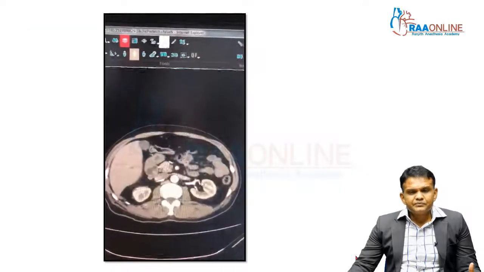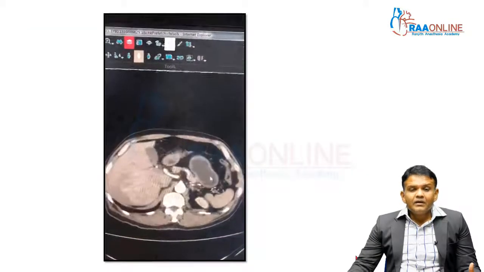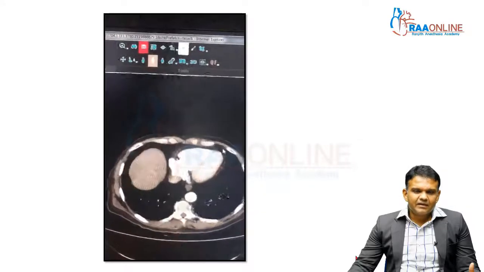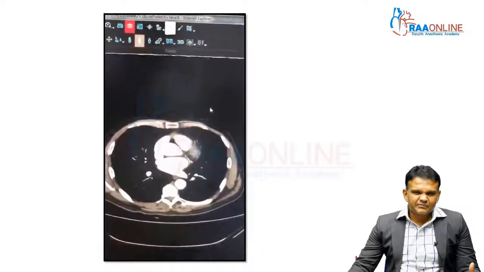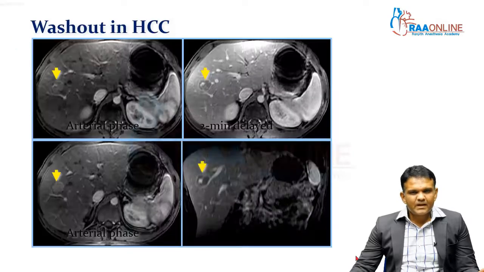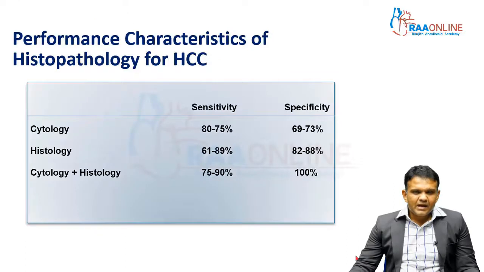This is a picture of HCC that is seen in the right lobe of the liver. CT scan picture. There is a comparison between the dynamic MRI and the spiral CT for the diagnosis of HCC. You will be able to see the washout in cases of HCC, while the sensitivity for cytology is around 75 to 80%. The histology part is 61 to 89%.